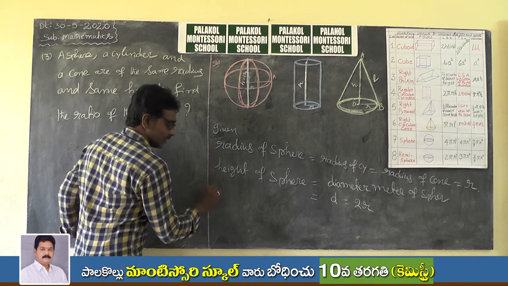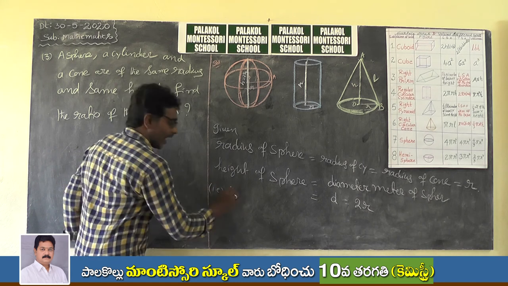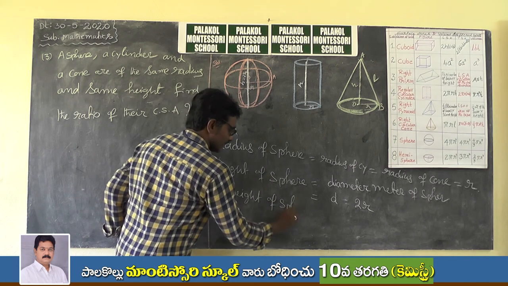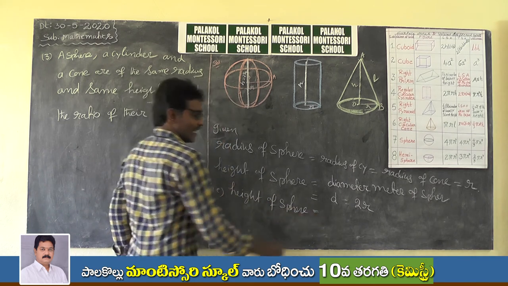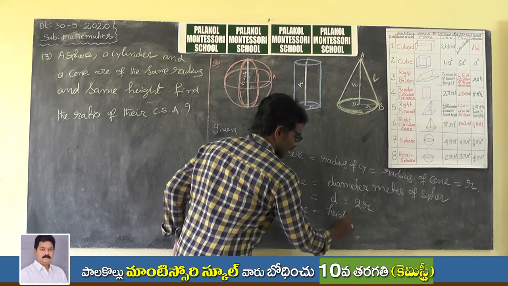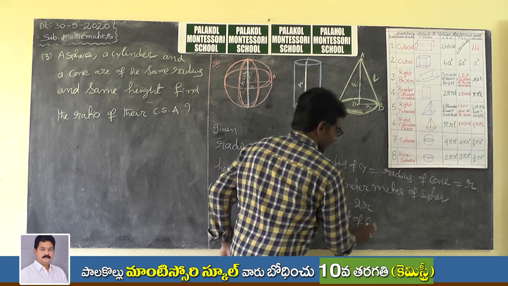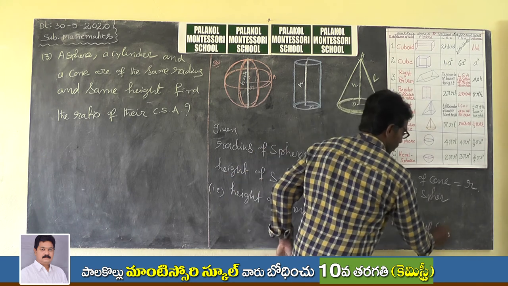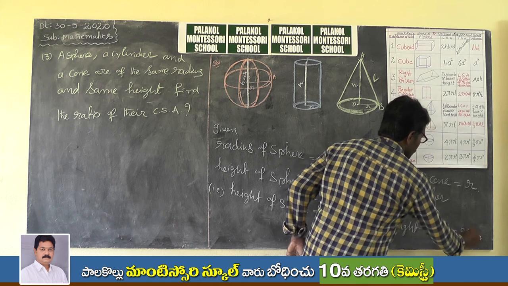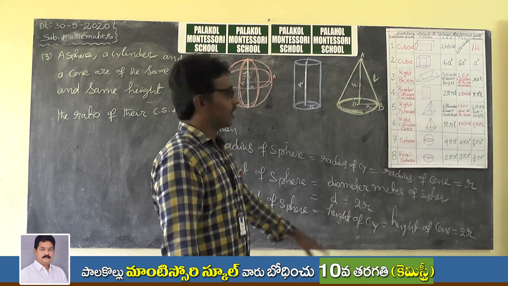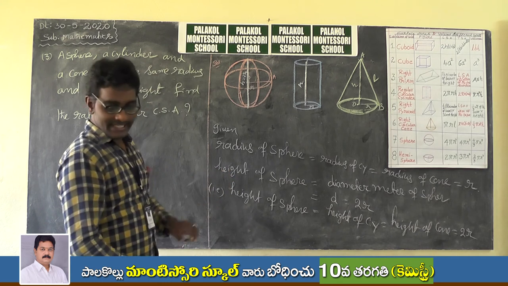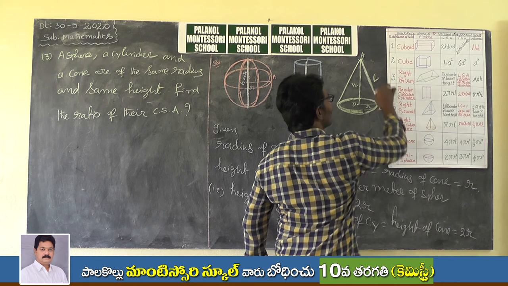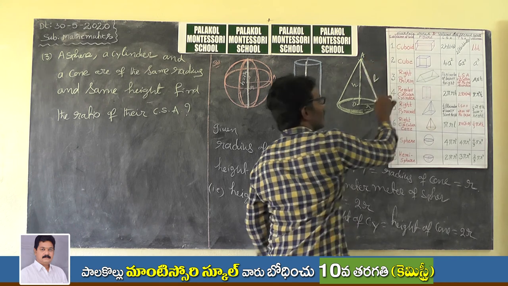So I write that the height of the sphere equals the height of the cylinder, which equals the height of the cone, that is equal to 2R. Now you calculate the slant height of the cone. Why do you calculate the slant height of the cone?